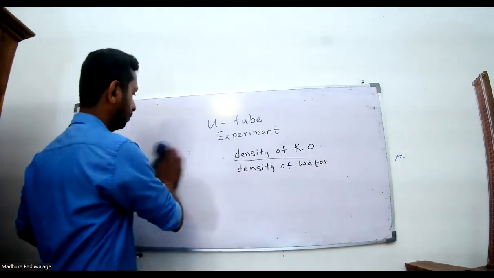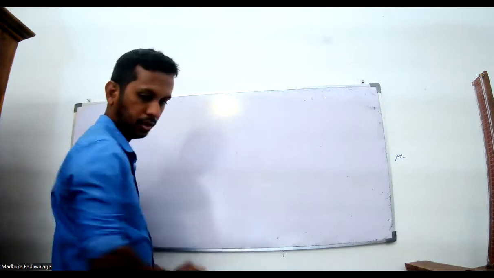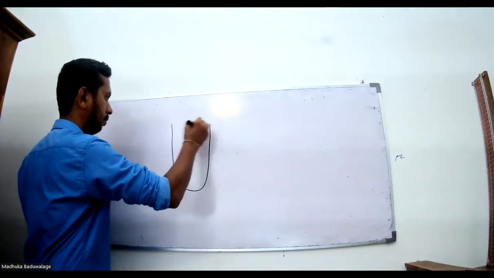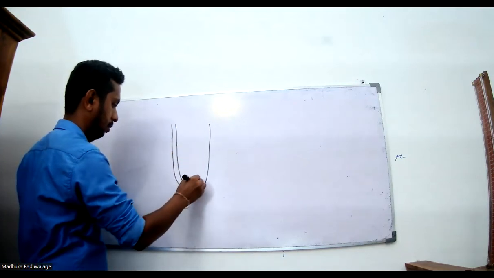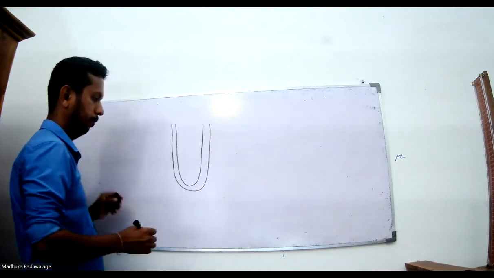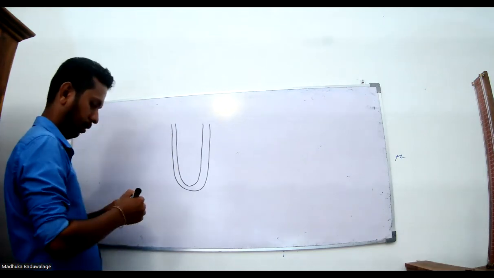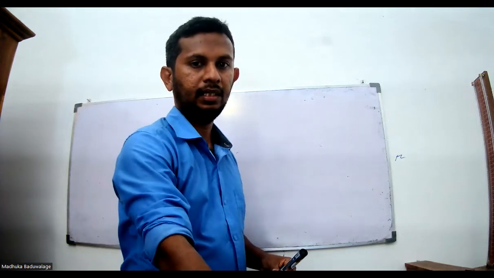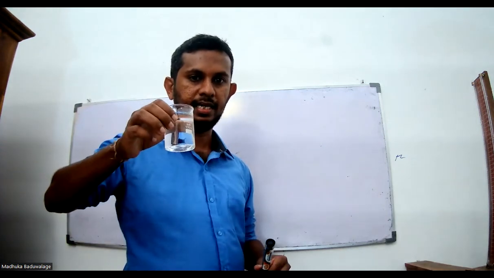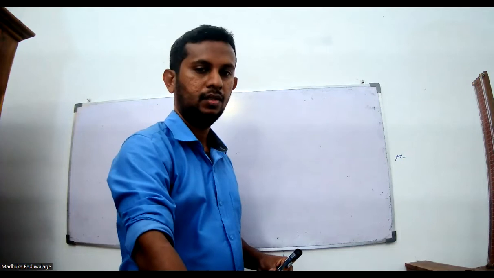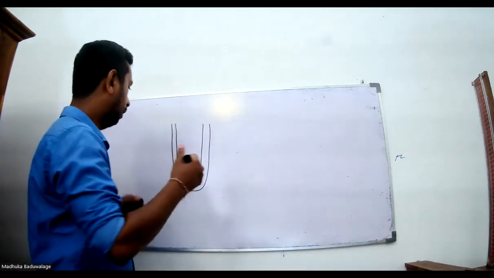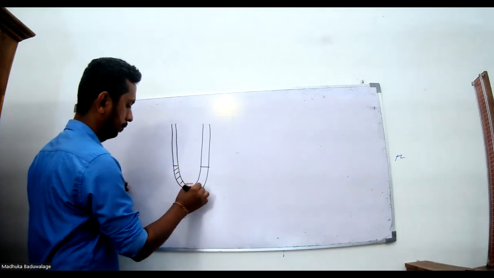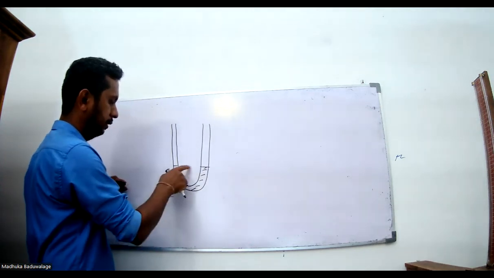So I am going to draw the U-tube now. In the U-tube, first I am going to add the liquid which has the higher density. First I am going to pour water into this U-tube. Now you can see both water levels are equal.